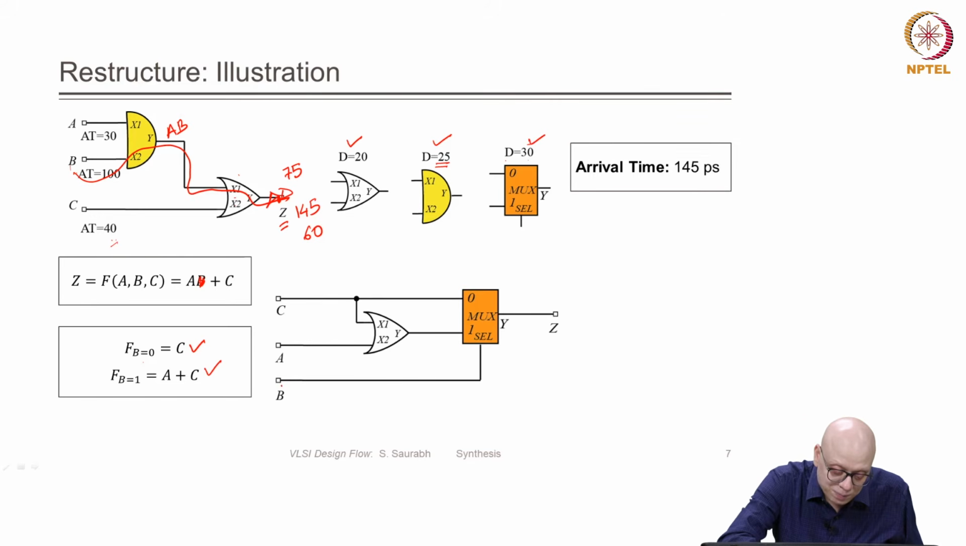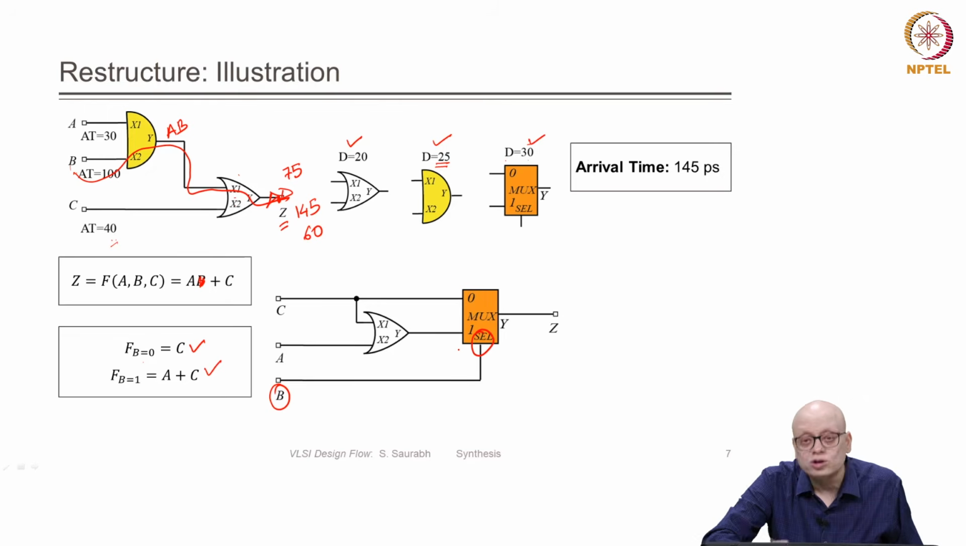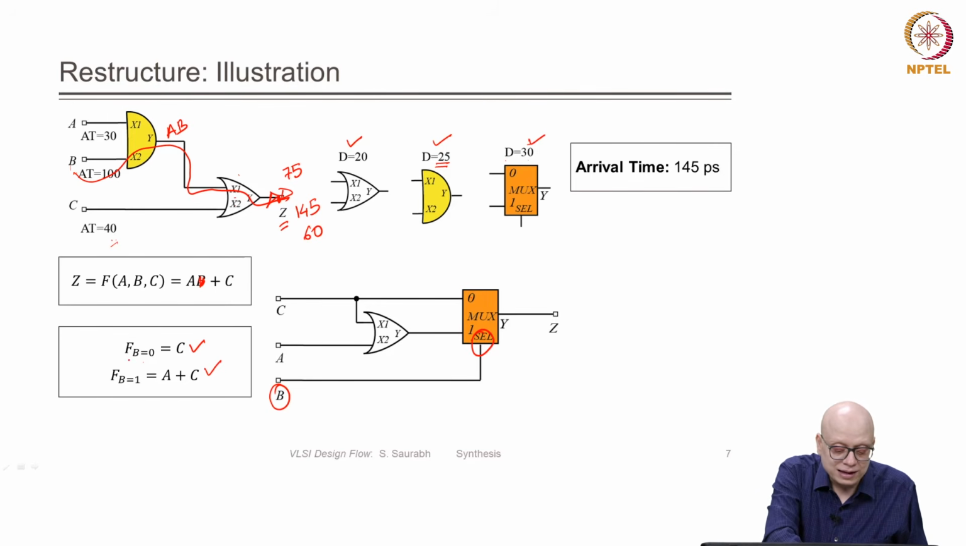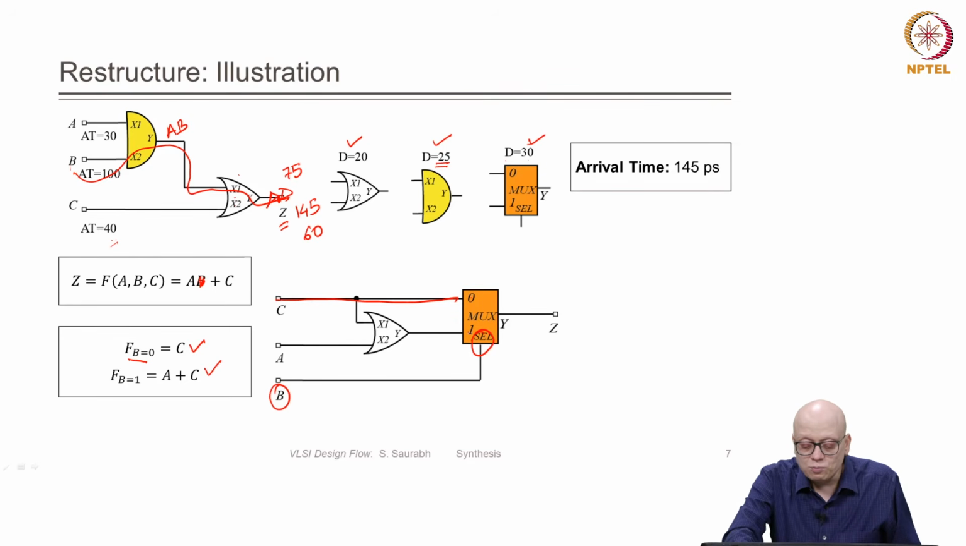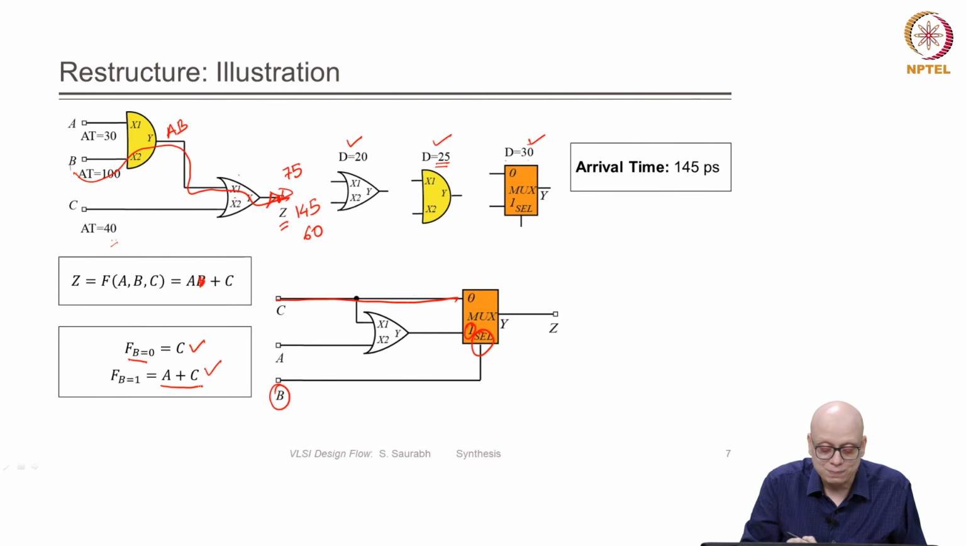So, now the signal B is going to the select input of the mux, right, and on the 0 side we have the negative cofactor, that is C, and on the one pin we have the other cofactor, that is A plus C, the positive cofactor, implemented using this OR gate. Now, let us evaluate the arrival time of this.